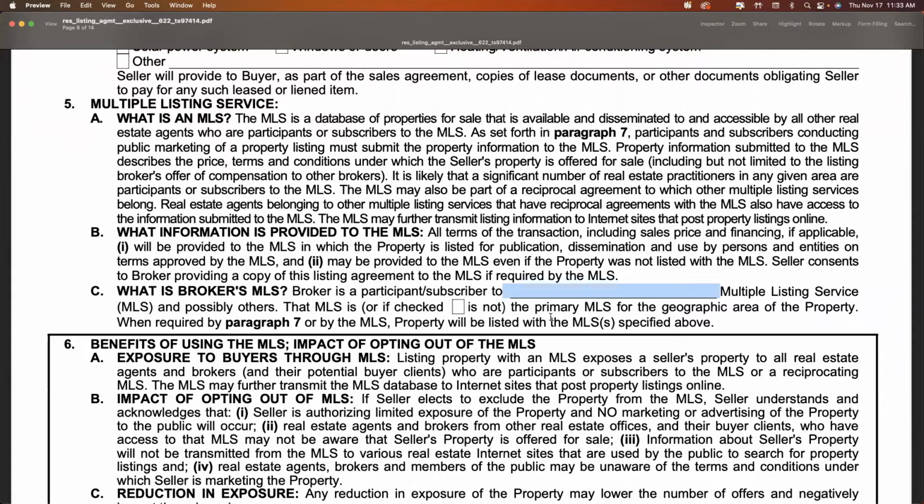You're being clear on what the MLS is that you're going to be listing the property in, and be clear that if you are not the primary MLS for the listing, you're disclosing that to the seller.